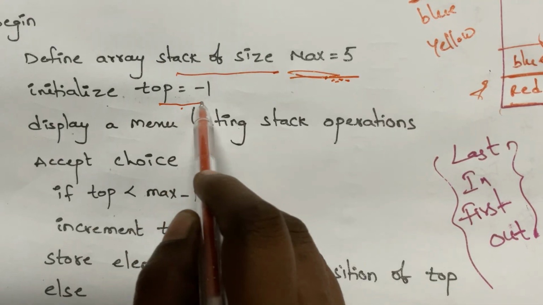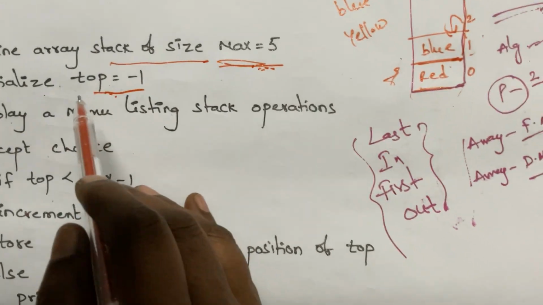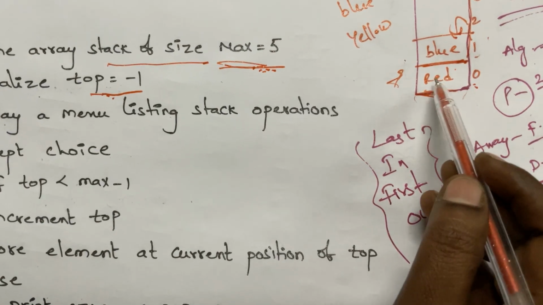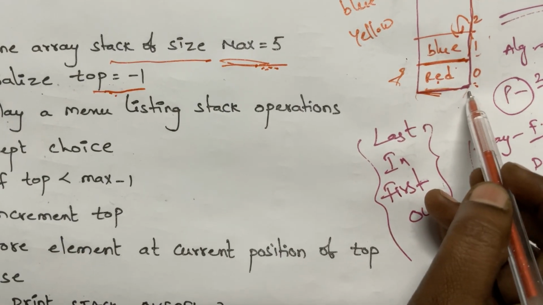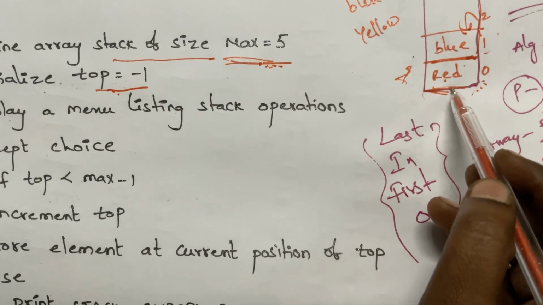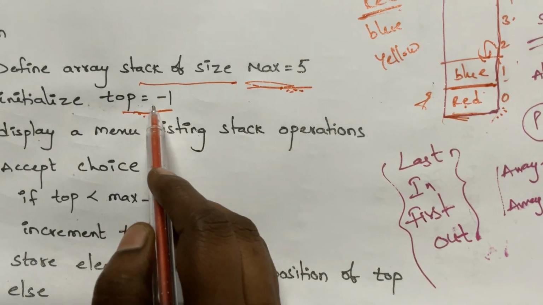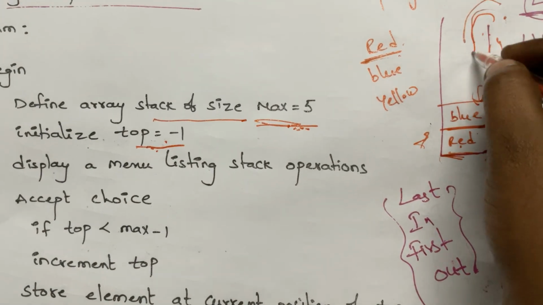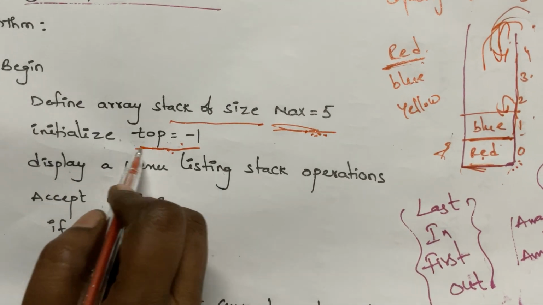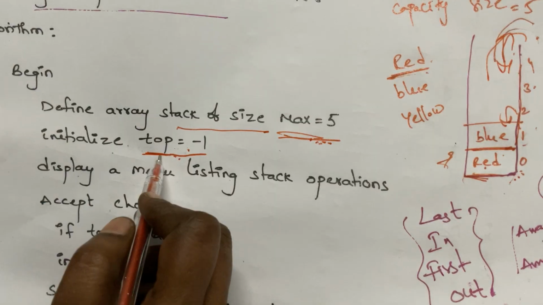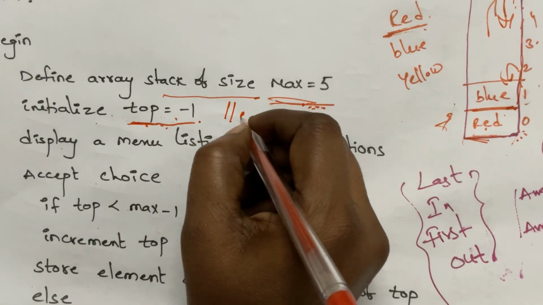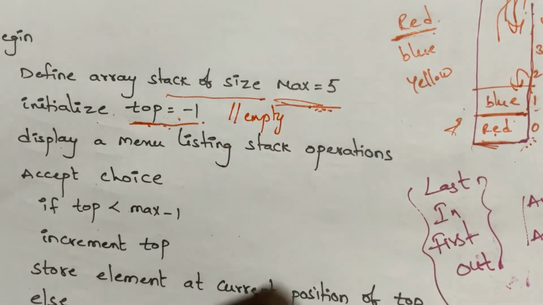Fine. Now initialization: top equal to -1. Look at this. I have started this stack with position 0. Before the red ball is inserted into the stack, there is no element, which means the end of the stack value is -1. The end from where I am pushing in and popping out is called the top of the stack. So I initially set the top value to -1. When top is -1, what does it indicate? It indicates the stack is empty.